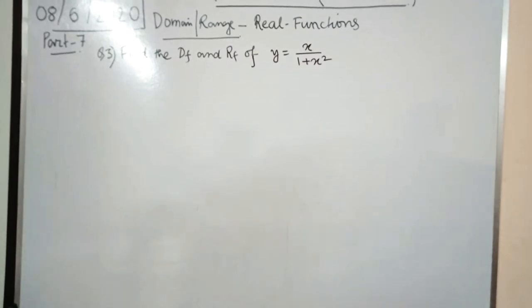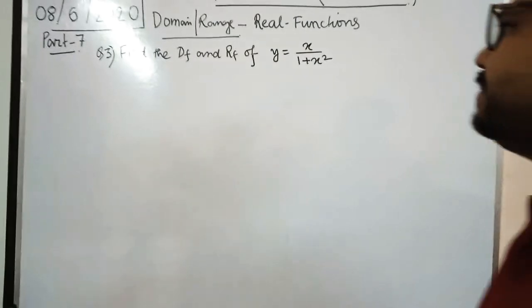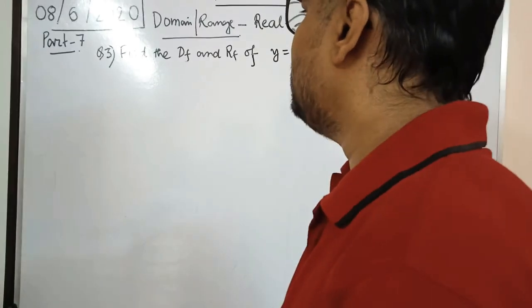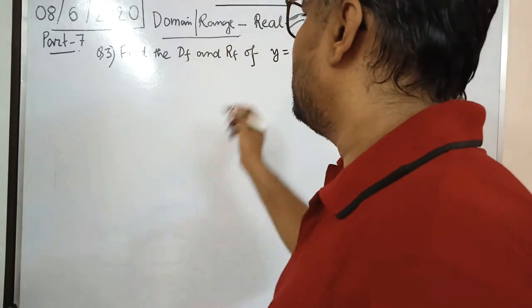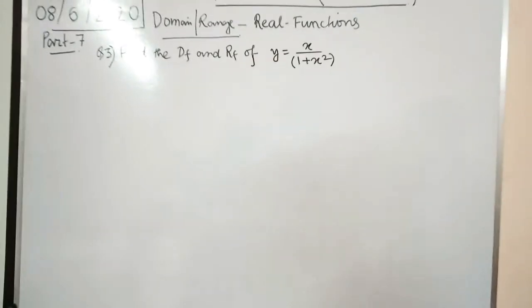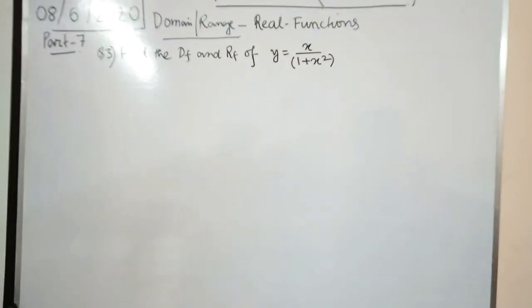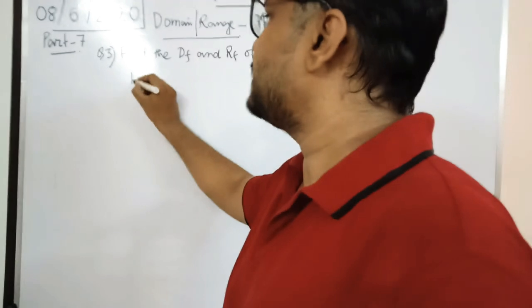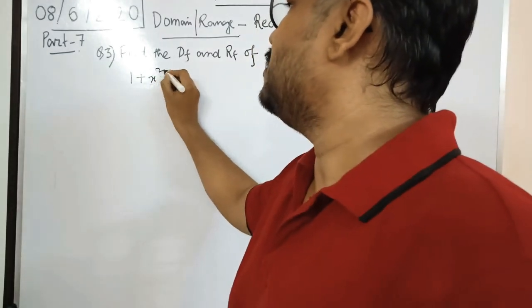So here we get question number 3. We have written something, x by 1 plus x square. So we are going to find out the domain and range of it. Now see the denominator. It's 1 plus x square. So we are always expecting what? We are always expecting a non-zero denominator.